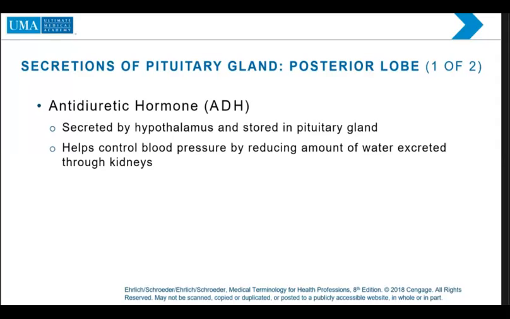And then we have our antidiuretic hormone. This is secreted by the hypothalamus and stored in the pituitary gland. It helps control blood pressure by reducing the amount of water excreted through your kidneys. So you see there you have the anti, and this prefix generally means against or opposite. And then diuretic promotes the removal from the body of excess water, salts, poisons, and accumulated metabolic products such as urea.